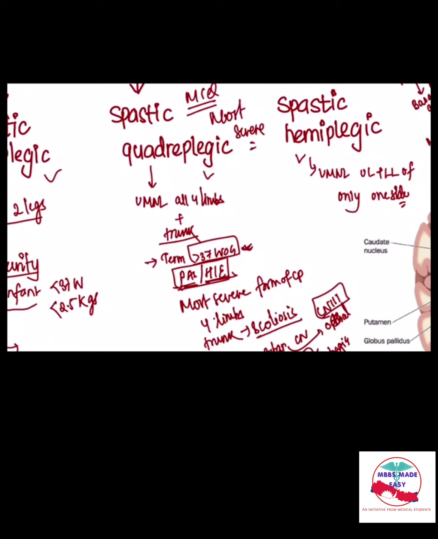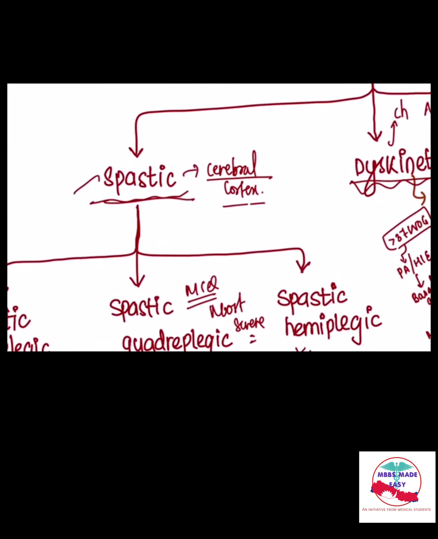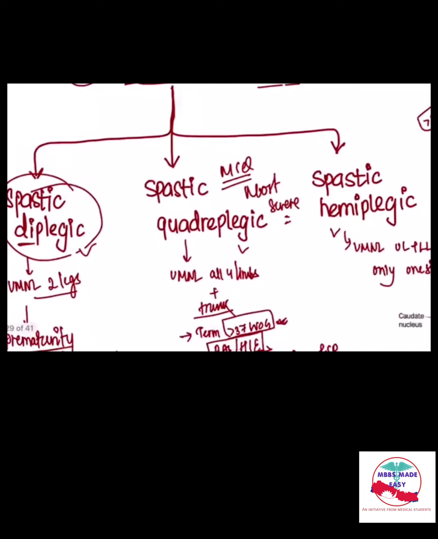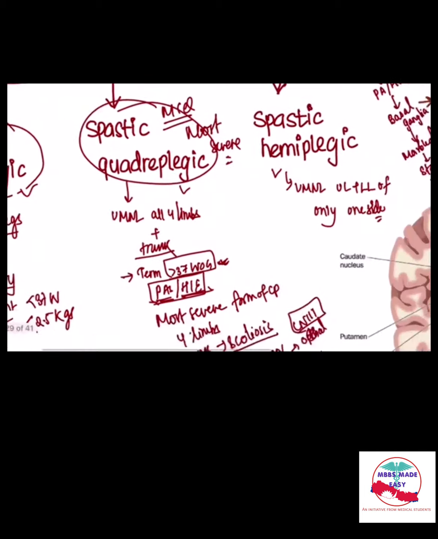of cerebral palsy. By the way, what is the most common type of cerebral palsy? The answer would be spastic. So spastic cerebral palsy is the most common type of cerebral palsy, and within the spastic, it is spastic diplegic which is the most common type of cerebral palsy. The most severe cerebral palsy is spastic quadriplegic, right?